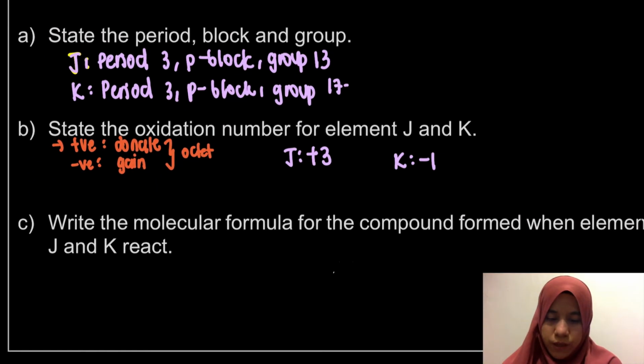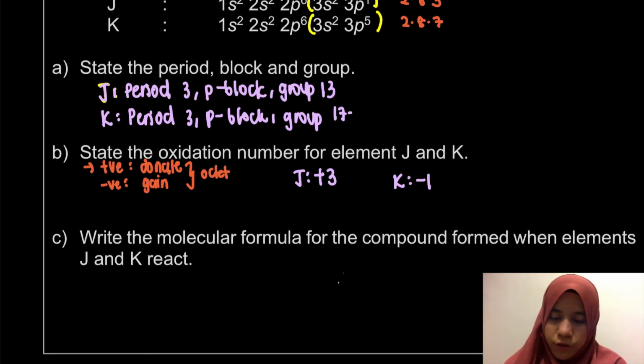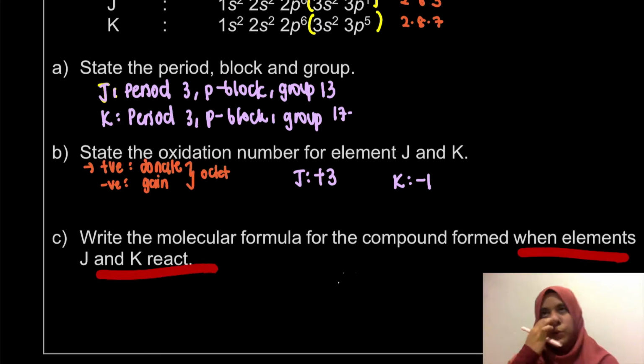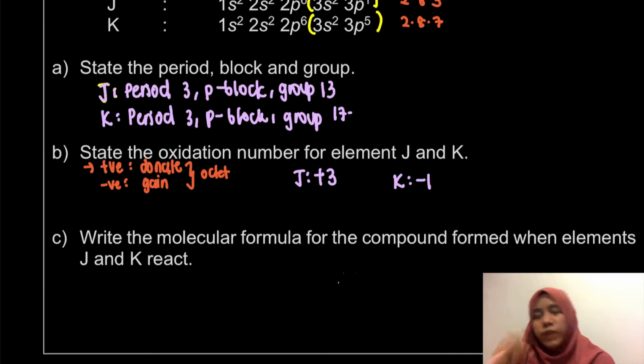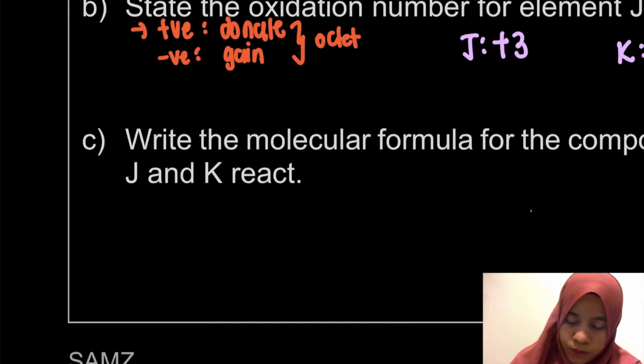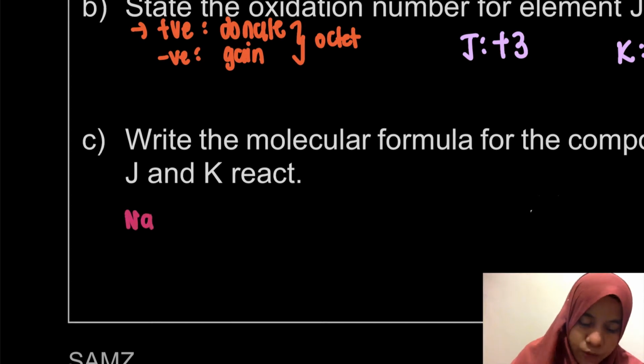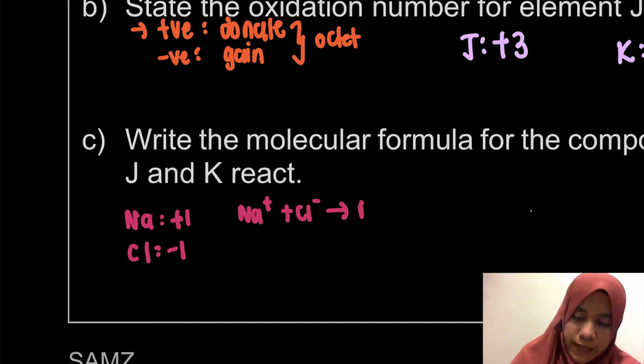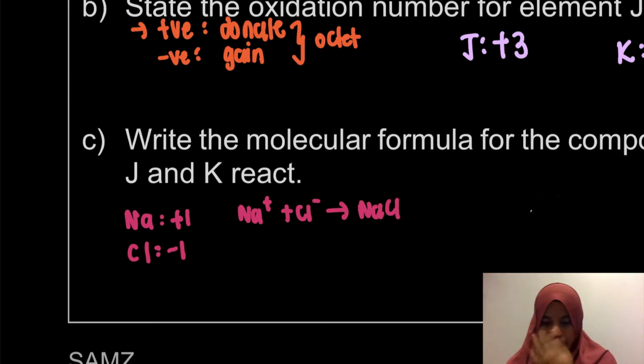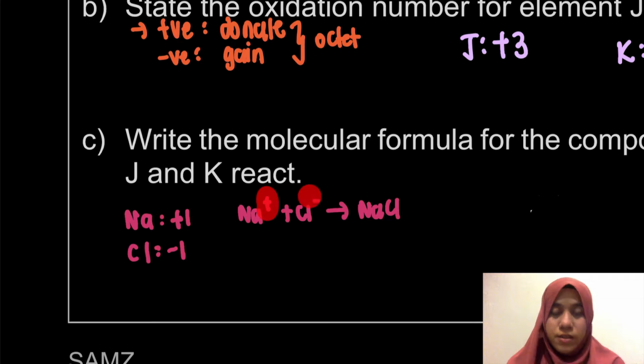Last but not least, write the molecular formula for the compound formed when the elements J and K react. For example, let's take one you are familiar with: sodium. Sodium has oxidation number positive 1, Cl negative 1. So Na plus with Cl minus, we know it will form NaCl. Why NaCl? Because the charges are the same in magnitude.